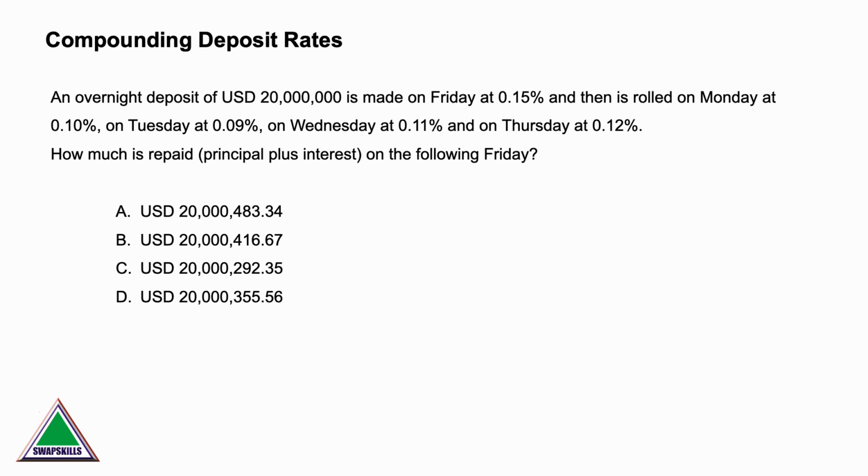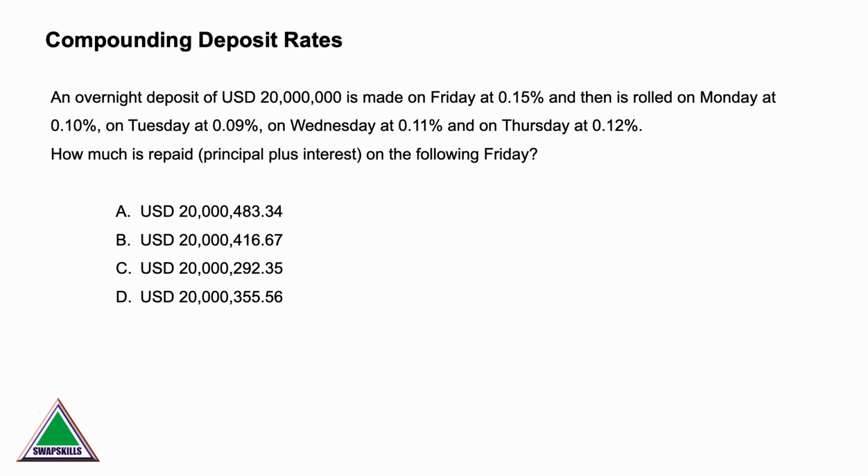An overnight deposit of $20 million is made on Friday at 15 basis points, then is rolled on Monday at 10 basis points, on Tuesday at 9 basis points, on Wednesday at 11 basis points, and on Thursday at 12 basis points. How much is repaid on the following Friday?